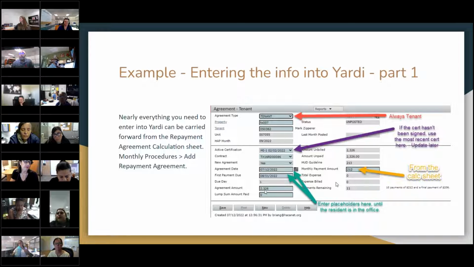The agreement amount, 2,326. That's coming from the calculation sheet. And then the monthly payment amount, 212, also from the calculation sheet. Funny enough, Yardi says it should be 213. I disagree. I think their math is bad. I round down because HUD says it should not exceed 10%. So I'm not changing my calculation sheet. I think they're wrong.